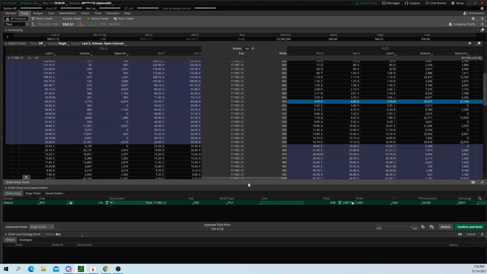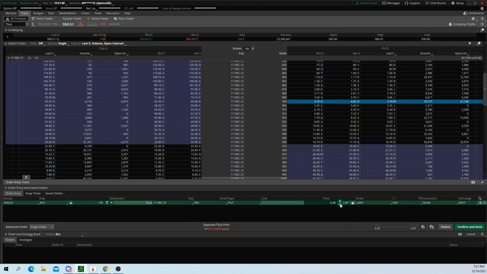So if we're looking to enter at $944 on Tesla, we want this expected Tesla price to read somewhere near $944. As a result, we're going to tweak the premium price until it matches 944. So let's give it a go. All right, you can see the expected price is dropping. Okay, so right here. So let's go one more.